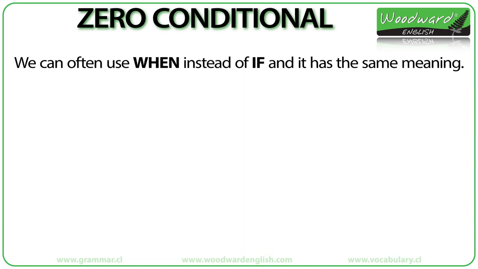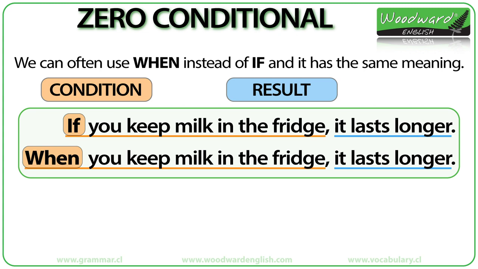We can often use when instead of if, and it has the same meaning. We can say, if you keep milk in the fridge, it lasts longer. Or you can also say, when you keep milk in the fridge, it lasts longer. The result is always the same. One thing, a condition, always leads to another, a result.